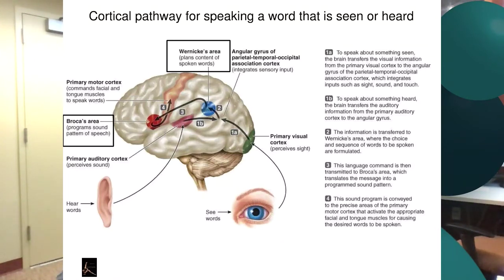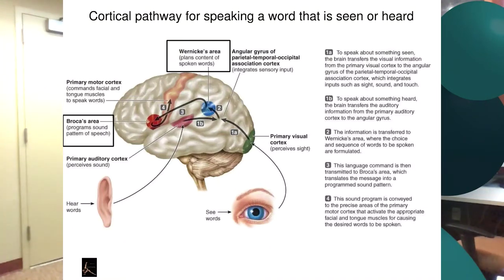Okay, so let's put this all together. This is about a pathway for speaking a word that is seen or heard. Again, the information comes through your eyes, and if it comes through your eyes, then that information stimulates your primary visual cortex, right? If you hear it, that information from your ears comes through your temporal lobe, and that's the primary auditory cortex, okay? Again, visual cortex is in your occipital lobe.